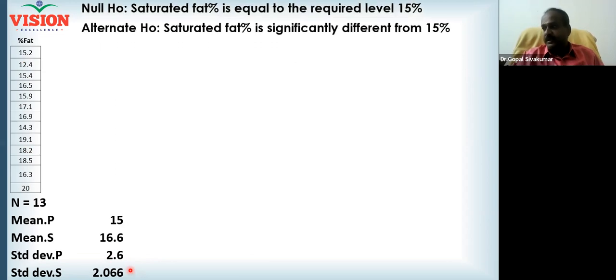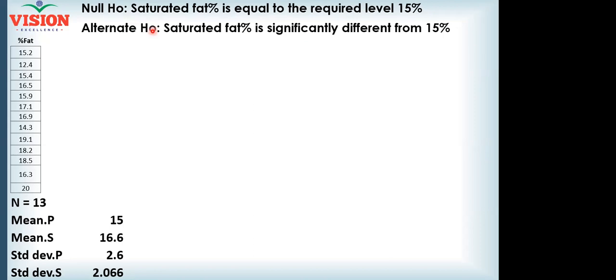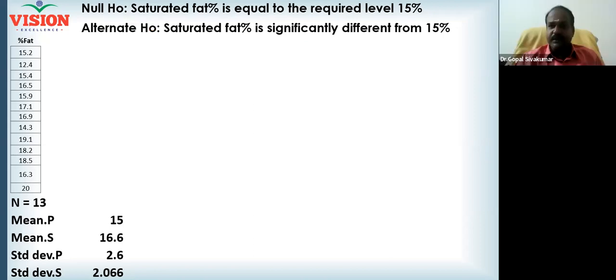Now, the null hypothesis: saturated fat is equal to the required level. When I say equal to the required level, it is the null. When I say saturated fat is significantly different, not higher, not lower, both higher also different, lower also different. Do you notice the wordings? Significantly different means not equal to. Are all of you okay with the null and alternate? Yes, sir. But one mistake is here. Can one of you confirm what this mistake is?